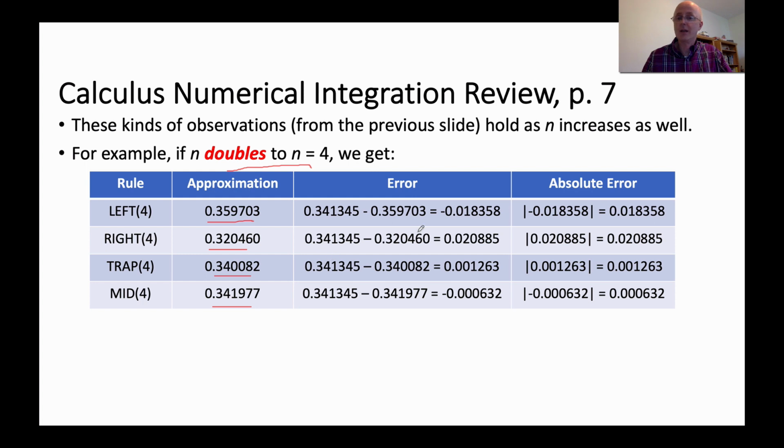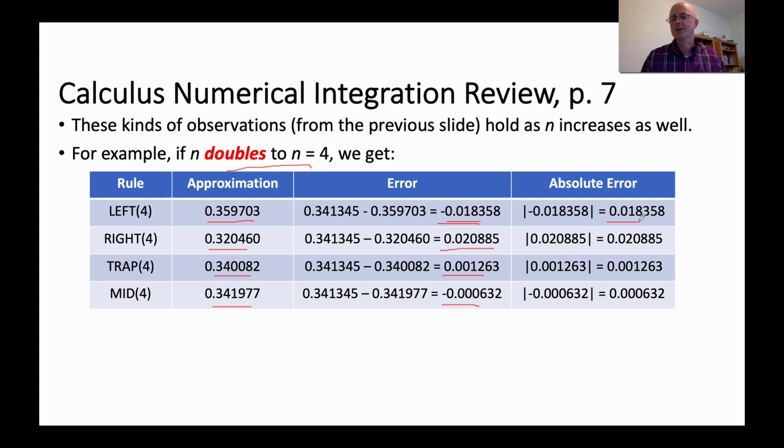The errors do get closer to 0. They stay the same sign. It's still the same function. It's still decreasing and concave down. So left is going to be too big and it's going to have a negative error. Right is going to be too small. It's going to have a positive error. Trap is going to be too small and it's going to have a positive error. And mid is going to be too big and it's going to have a negative error. The errors did go down. We'll talk about how much.